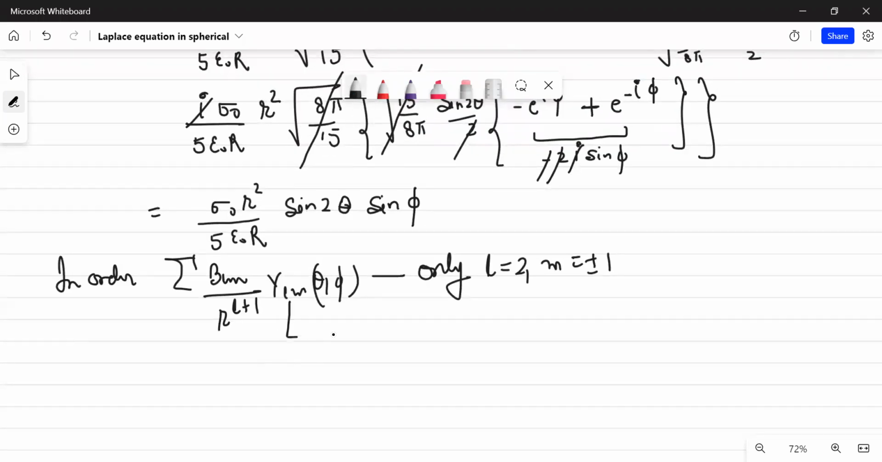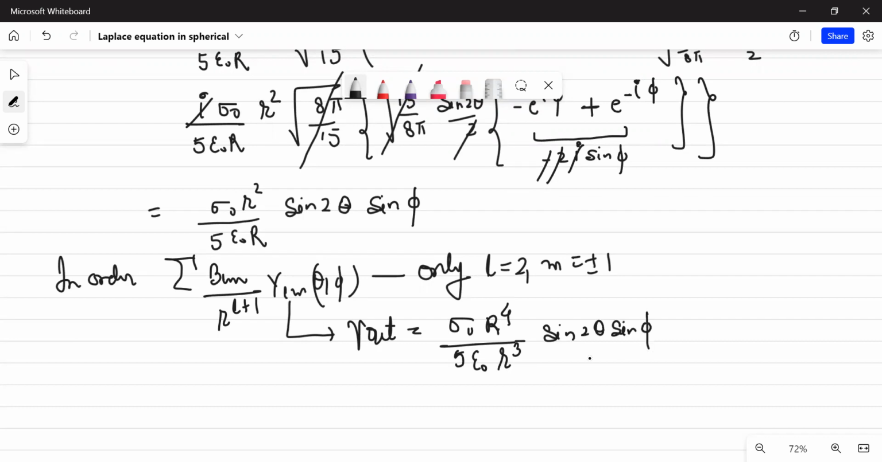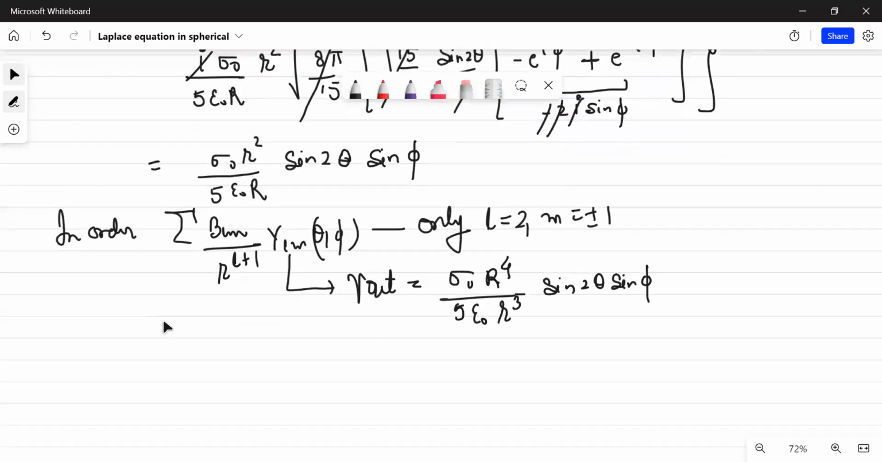The solution would be like V outside would be equal to what? Sigma naught, the same way I've done, you have to do it the same way. Sigma naught r to the power 4 upon 5 epsilon naught r cube, and then there should be sine 2 theta, and then there would be some sine phi. So overall, this is how you're going to do the questions. If you want me to do it right now, I'll do it. Okay, that would be a good thing for you.